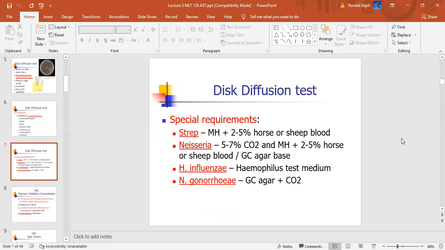When I talk about the Neisseria, I'm going to go over the preferred media for Neisseria species. For H. influenzae, that's Haemophilus, we'll use Haemophilus test medium. And for Neisseria gonorrhoeae, again, GC agar plus CO2. So that's just to illustrate that those organisms, the Strep, Neisseria, H. flu, and gonorrhoeae, have special media requirements.